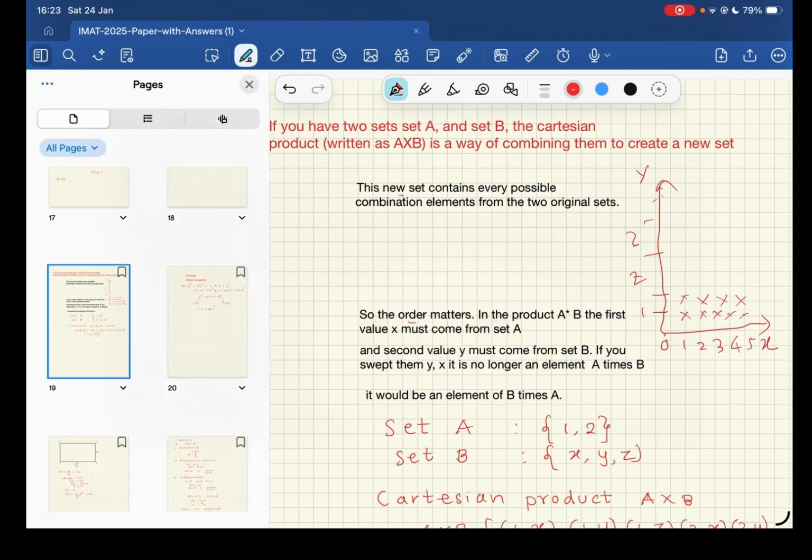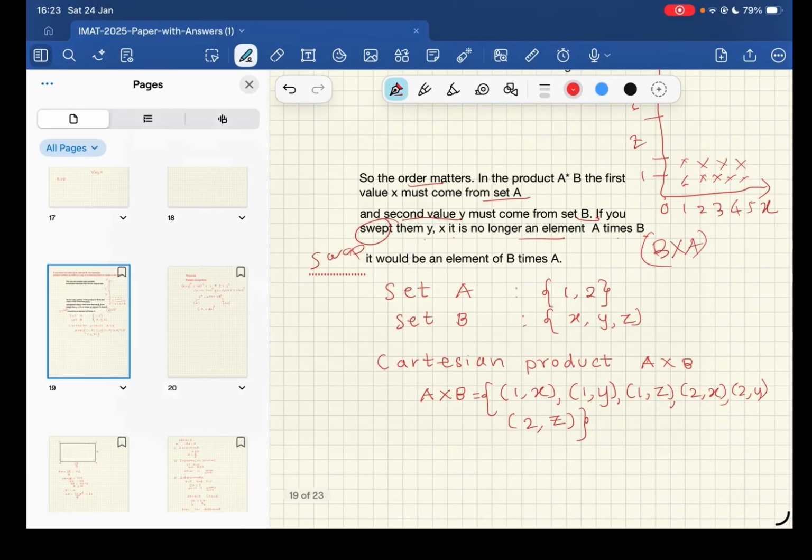But you must understand the order matters. In the product A times B, the first value x must come from the set A, and the second value y must come from the set B. Because if you swap them, y comma x, it is no longer an element of A times B, it would be an element of B times A. So the order matters. This is known as the ordered pair rule.